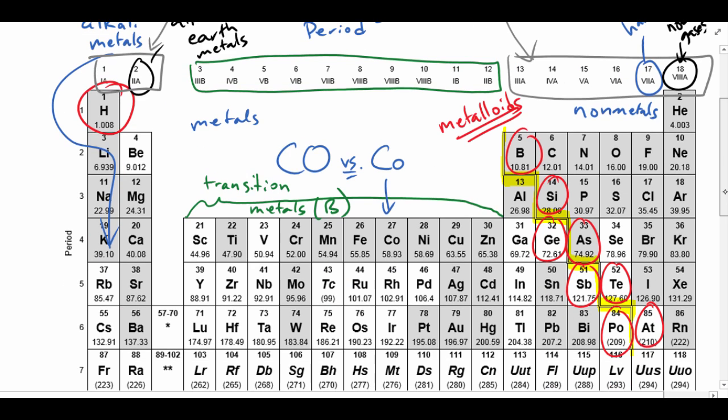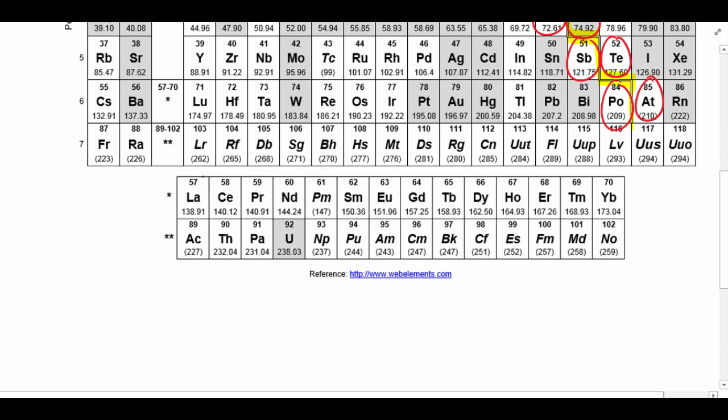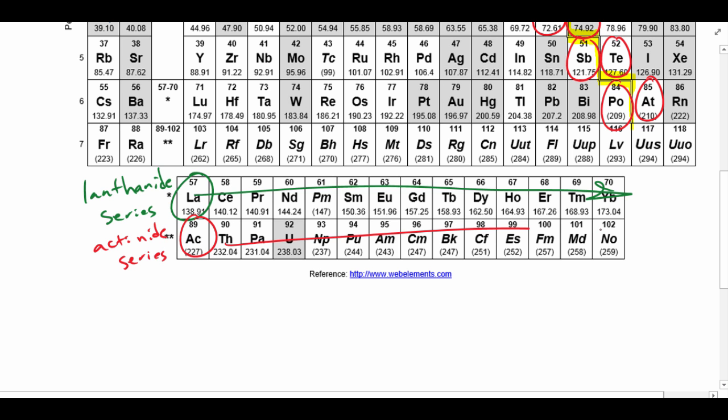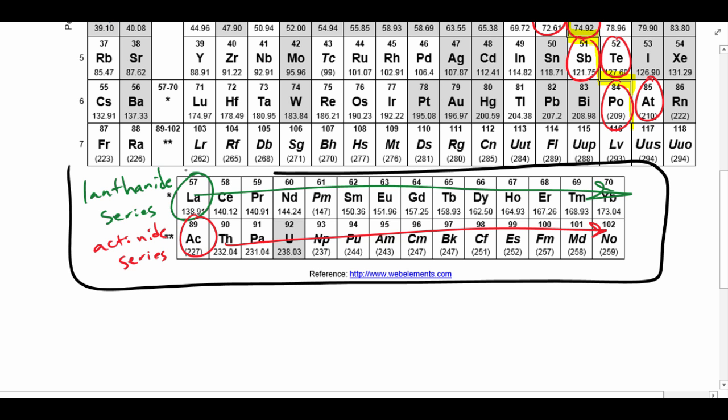And then if we skip down below, elements 57 on through here are often referred to as the lanthanides, the lanthanide series. And the elements that begin with actinium are often called the actinides, or the actinide series. And collectively, all of these here are often called the rare earth metals.